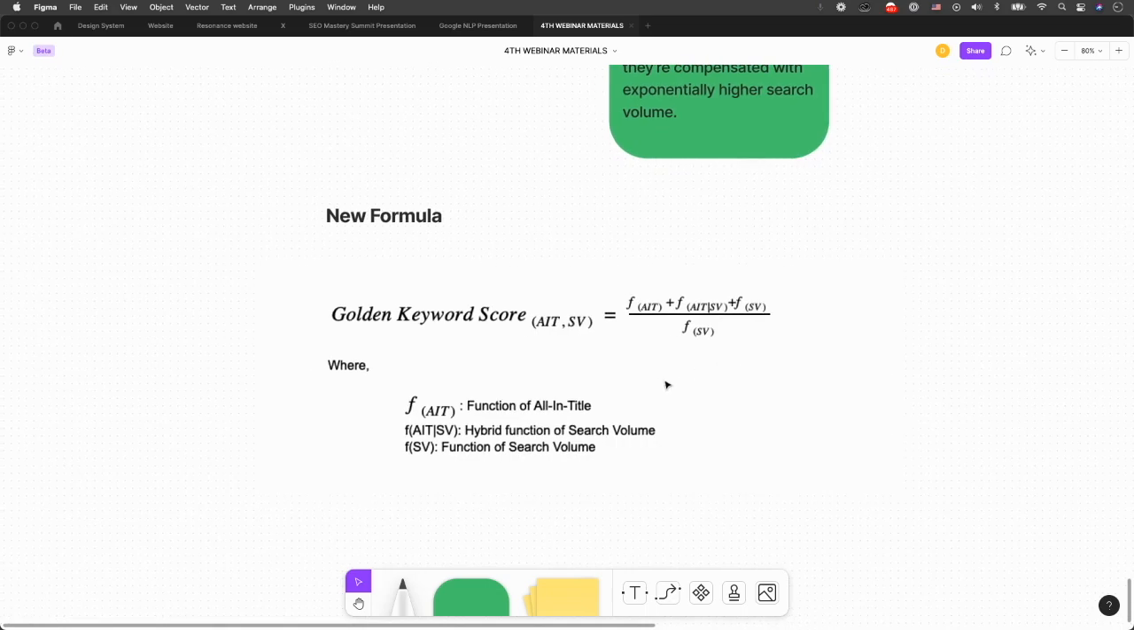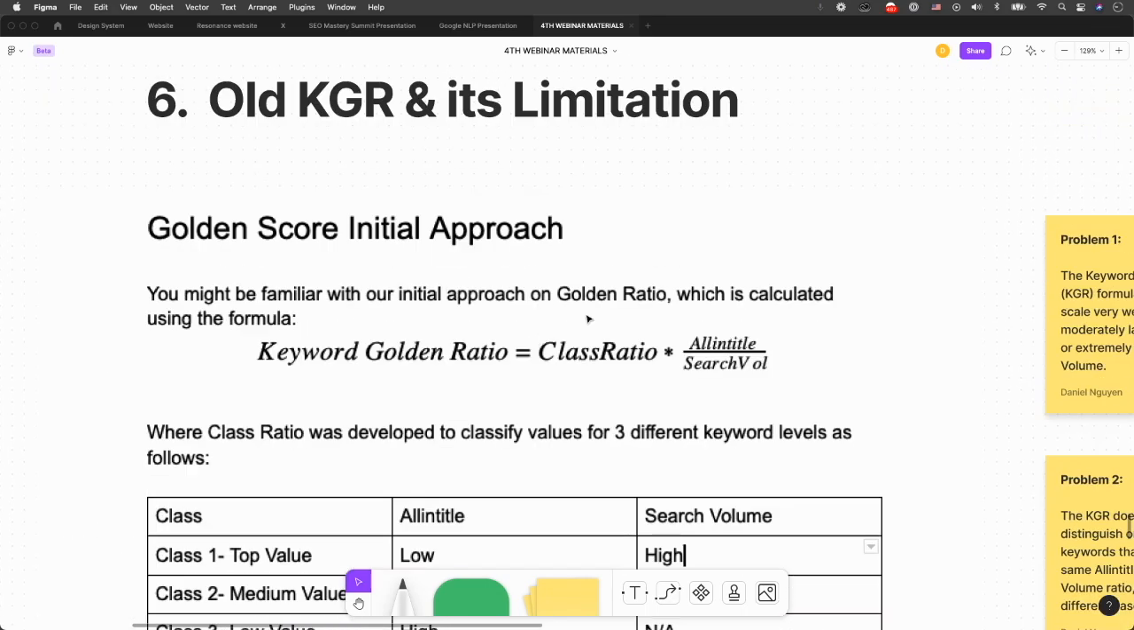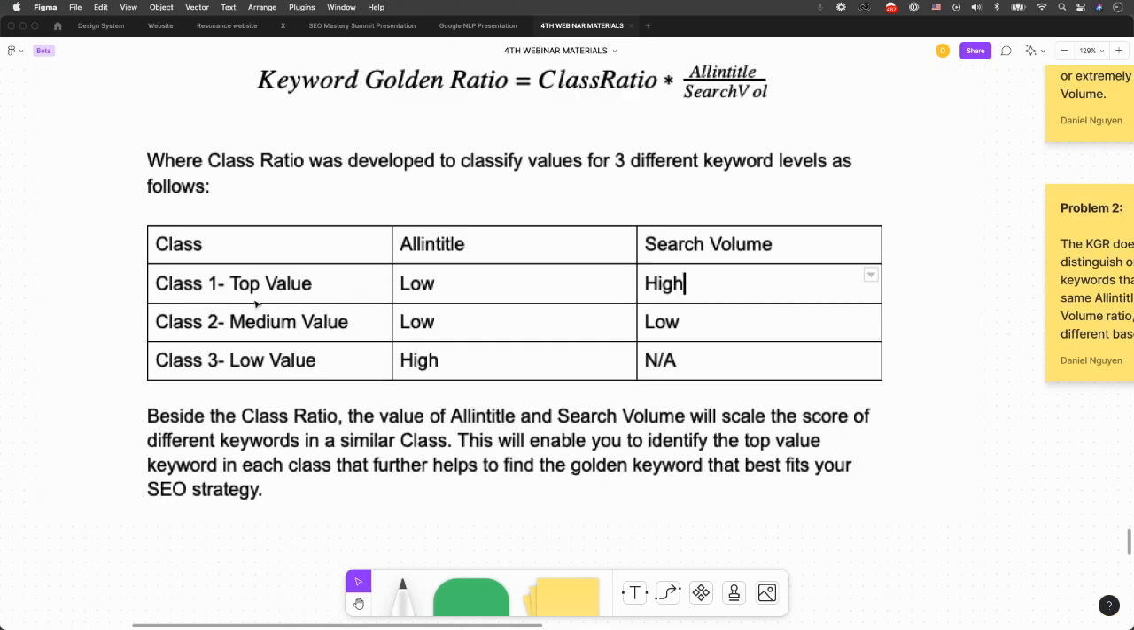So this is a new formula, right? I mean, this is the old formula. The old formula looks okay, right? We create this class ratio so we can break them down into three different classes. But three different classes are too generic. So you're not going to be able to grasp as many keywords as we are able to now, right? It's a very simple function we built in our algorithm.